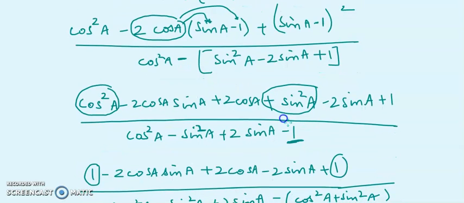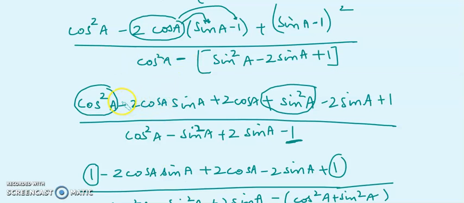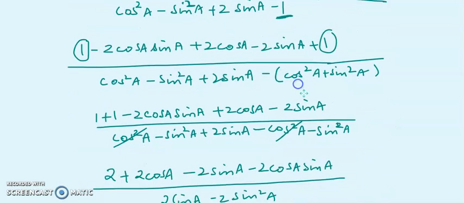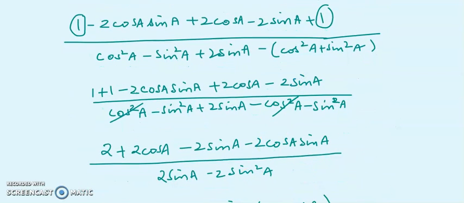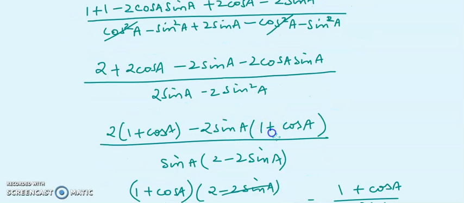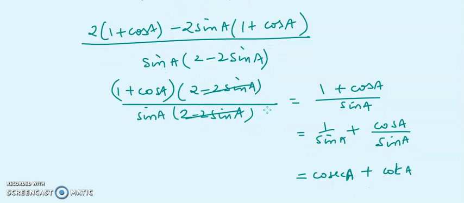So we've just opened, second time, the whole bracket in the numerator. Okay. And then I have applied the identity for cos square A plus sine square A as 1. And instead of 1, I have put cos square A plus sine square A in the denominator. And then I have further rearranged the numerator in such a way that I got 2 plus 2 cos A minus 2 sine A minus 2 cos A sine A. And denominator, I got 2 sine A minus 2 sine square A. And I took the factors and we got the answer. Hope it is clear. Thank you.